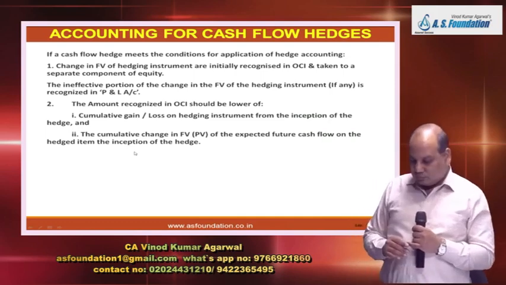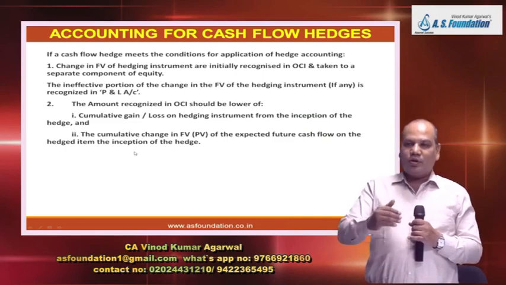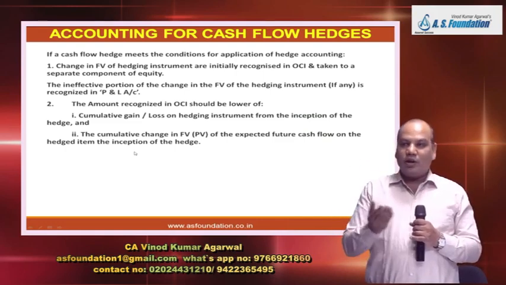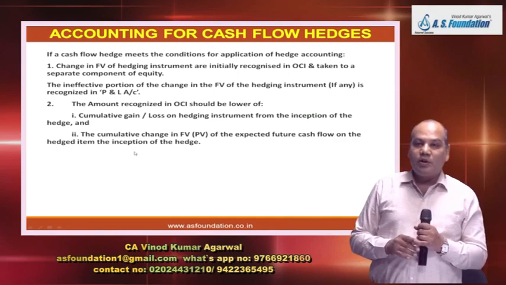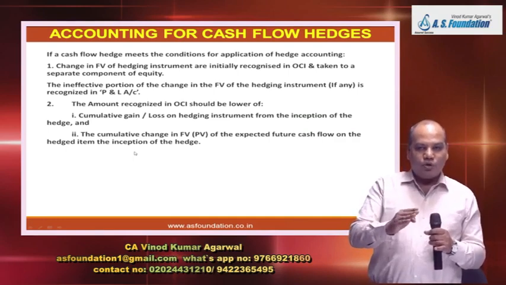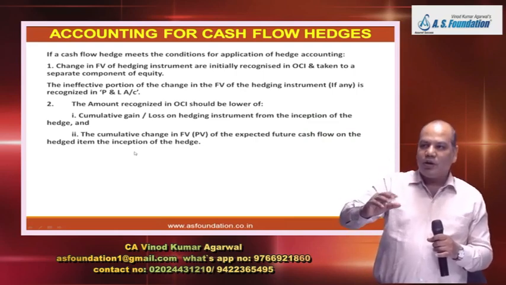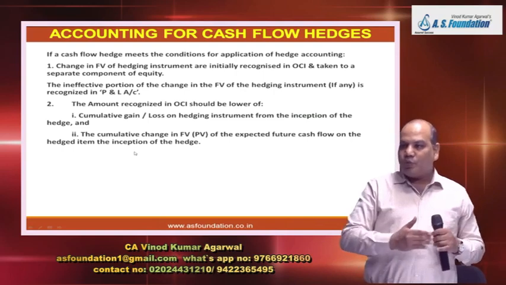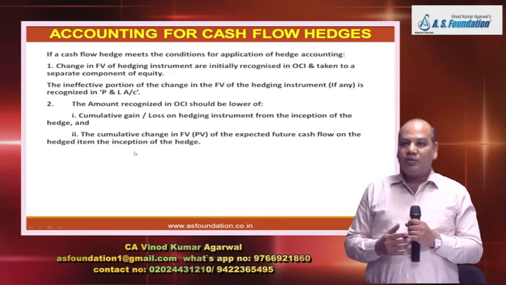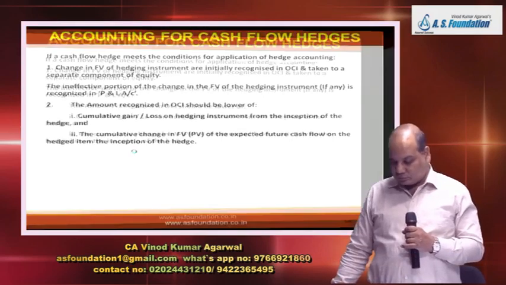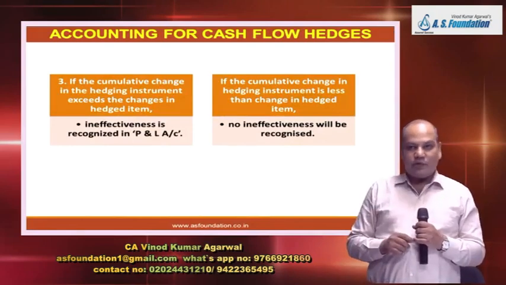For example, if the loss on derivative is 60 and the gain on the hedged item is 80, the entire 60 will be treated as effective. Again, loss on the hedging instrument derivative is 60 and cumulative gain on the hedged item is 80, so up to 80 is effective, and more than that is ineffective. So this is a little complicated calculation, which I'm going to take in one example.